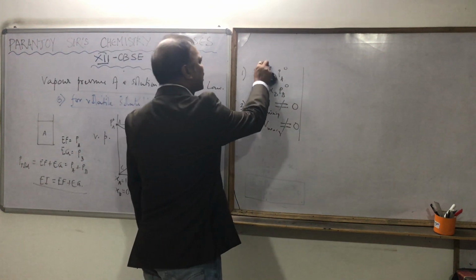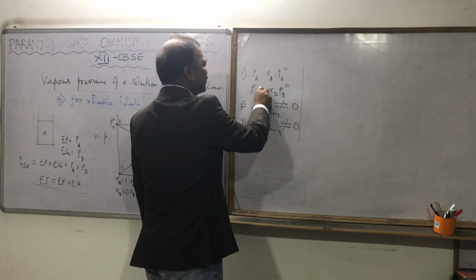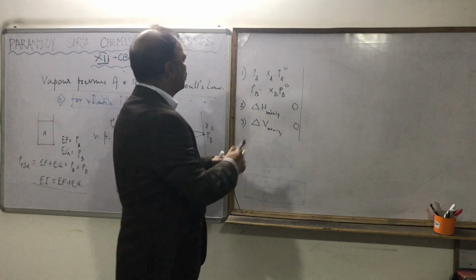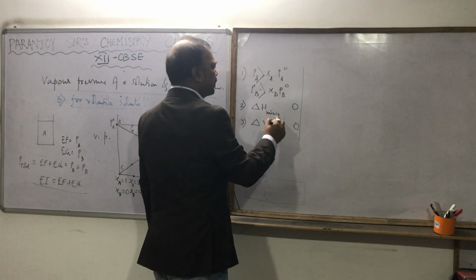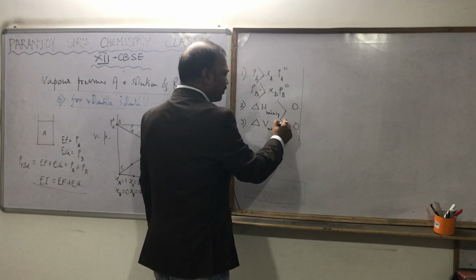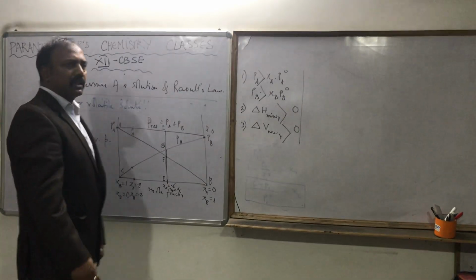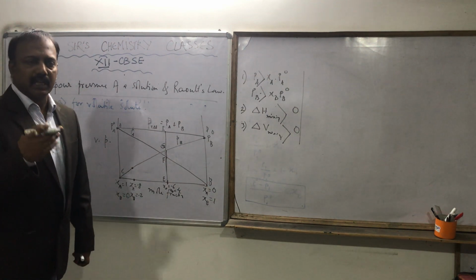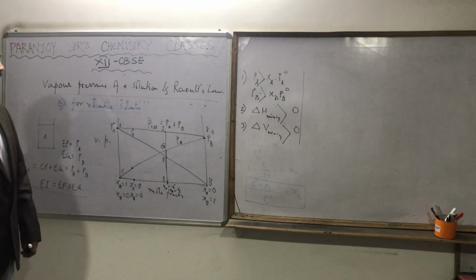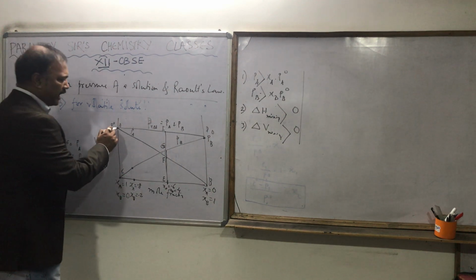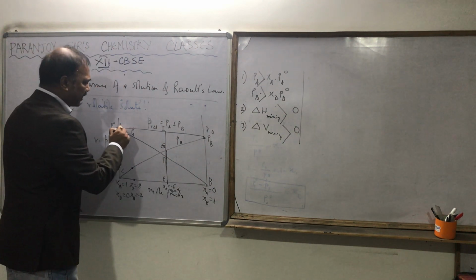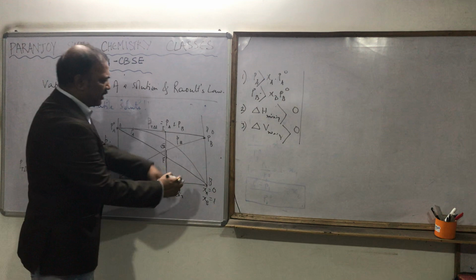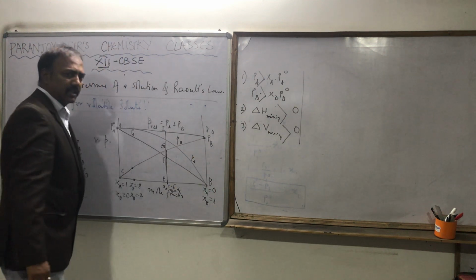So if everything is greater than, meaning PA is greater than XA into PA0, PB is greater than XB into PB0, delta H mixing is greater than 0, delta V mixing is greater than 0, then we say that the solution is deviating in a positive manner from this ideal behavior. In that case, whatever PA is expected, we are going to find it greater than that. This is the actual PA curve for the non-ideal solution.